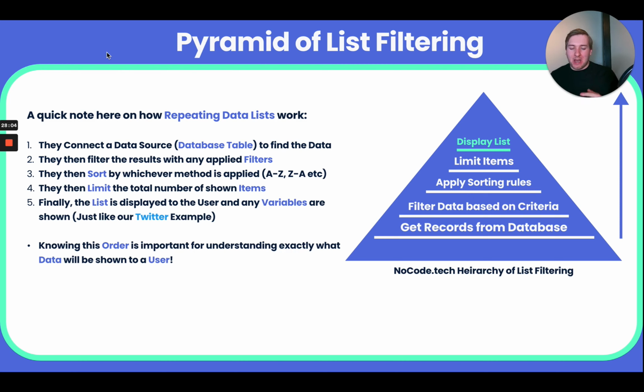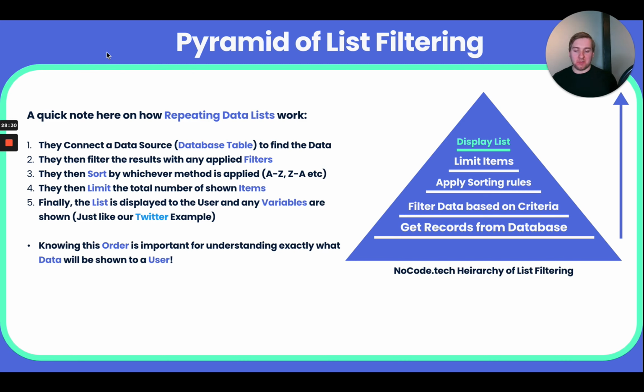Once all that's happened, that's when the list is displayed, and only at that point will any variables be filled in. So if I've got my Twitter example, it's only once the content has been filtered, sorted and then limited that it will then show the tweet, show the profile picture, or whatever other variable I want to include in that list.